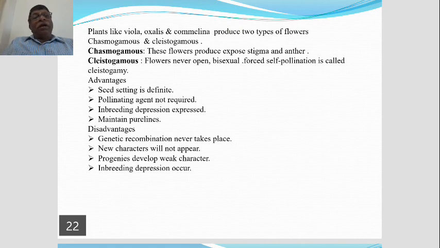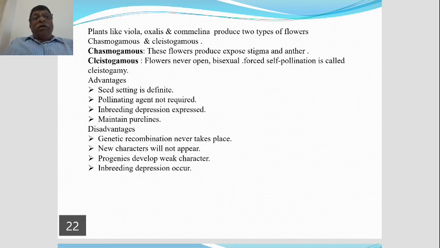Here in jackfruit also, pollination is a forced type. What you call cleistogamy. Okay. So thus we come across two types of flowers, chasmogamous and cleistogamous flowers.